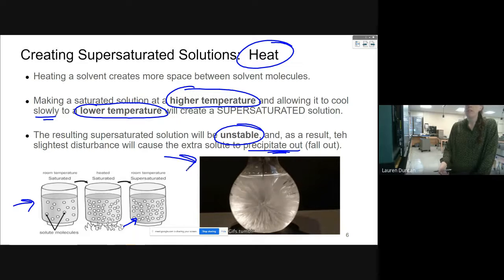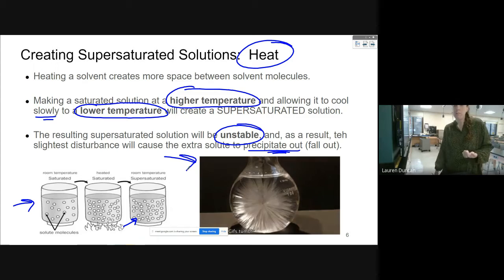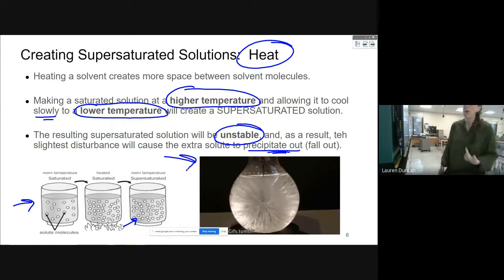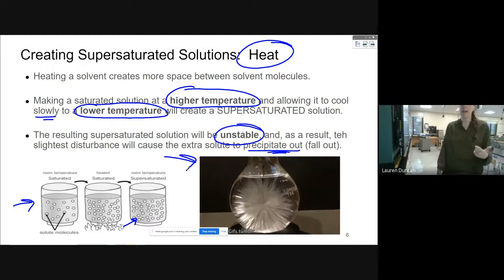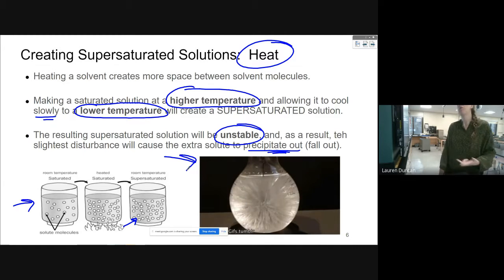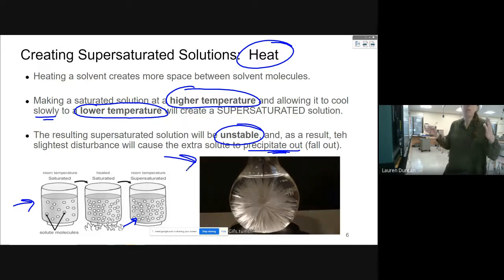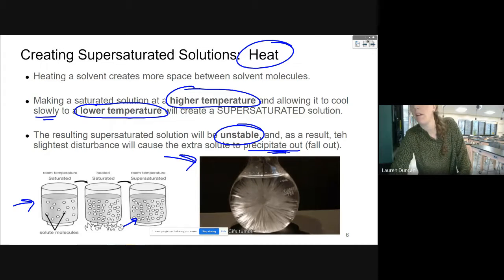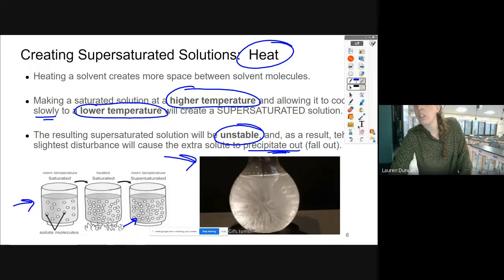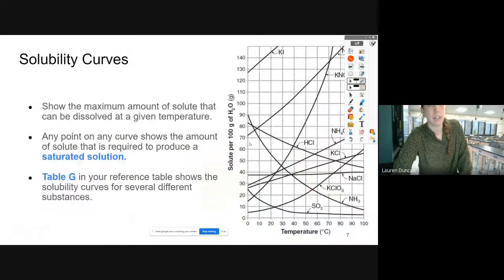All right, so supersaturated solutions, they contain more dissolved solute than will normally fit between your solvent molecules. One way to create them is through heating. Start by creating a saturated solution at a higher temperature. Allow it to cool slowly to a lower temperature. If you leave it undisturbed, you will keep that extra stuff dissolved in it, but they're very, very, very unstable. Okay, so there's your three saturations of solutions: saturated, unsaturated, and supersaturated.